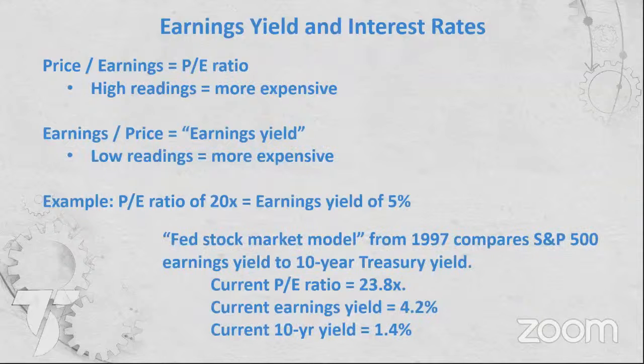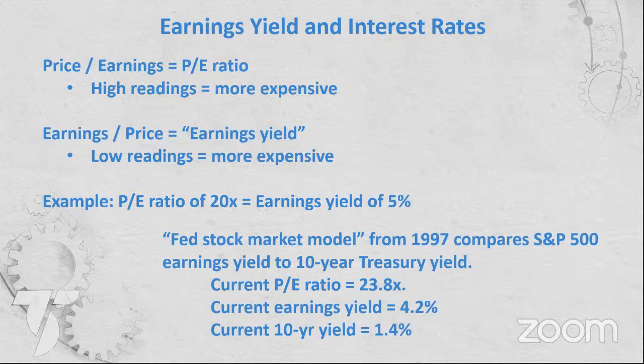All right, now another concept I think it's important to know is this concept of earnings yield. Everyone talks about PE ratios, and that is price over earnings. High readings mean more expensive, but there is the exact reciprocal, or opposite, which is earnings to price, which is the earnings yield. So a low reading means this thing is more expensive. If a company has a PE ratio of 20 times, that means it has like $1 of earnings and a $20 per share price. You flip that around, it's 1 divided by 20, you get 5%. That would be an earnings yield of 5%.